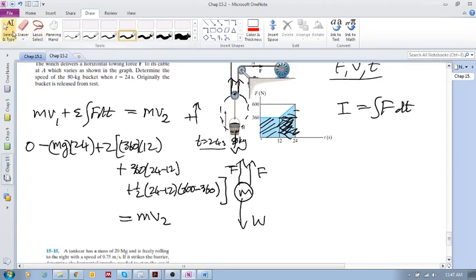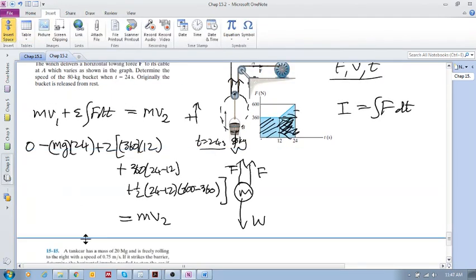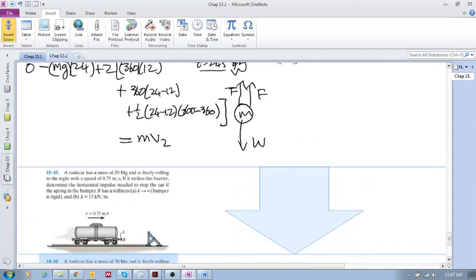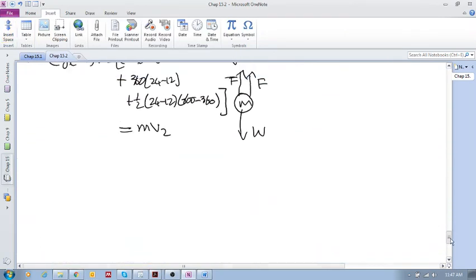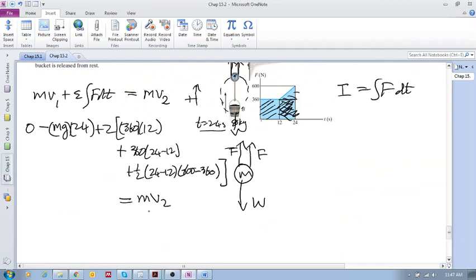Let me just insert some more space here. Okay guys, I don't have the entire solution in front of me. Let's see if I can find it.